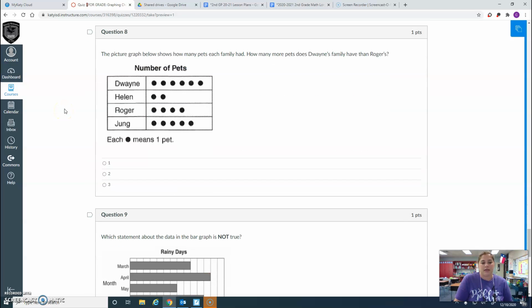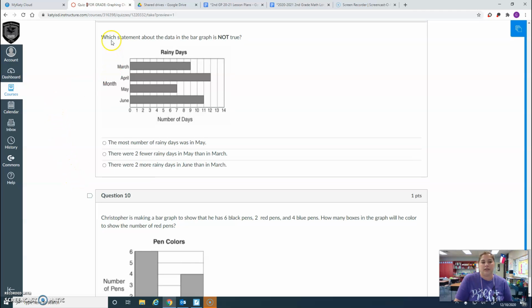Question 8. The graph below shows how many pets each family had. How many more pets does Dwayne's family have than Roger's? 1, 2, or 3?